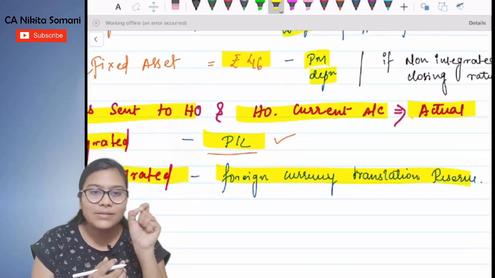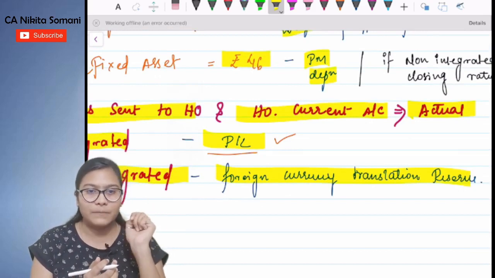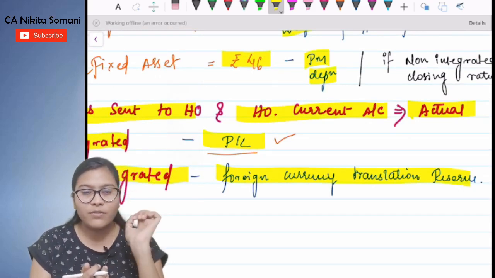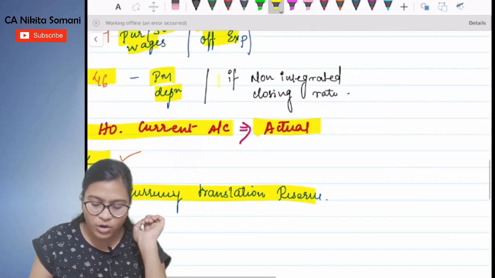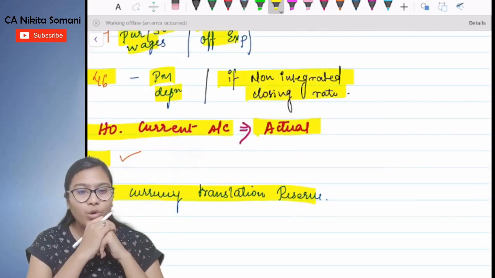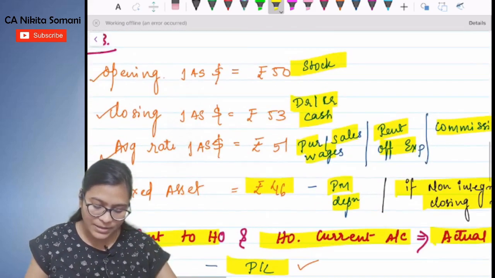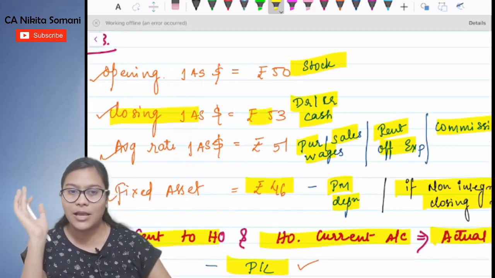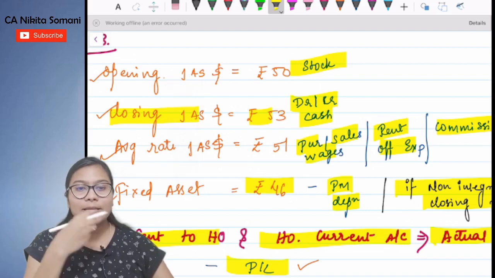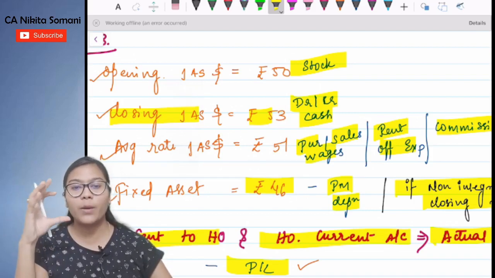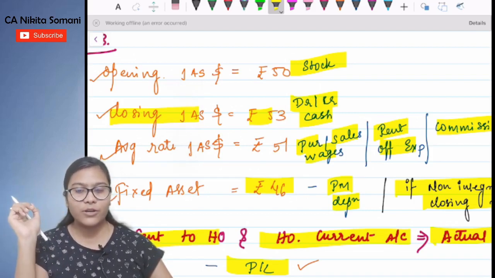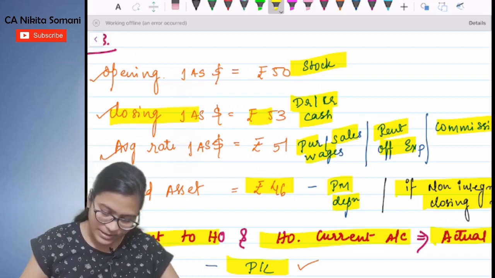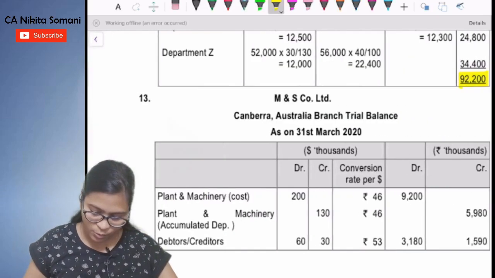Okay. Since it is integrated, we are applying the rate of the fixed asset which is given, that is 46. If it was non-integrated, then we would apply the closing rate, that is 53, as we are applying to debtors, creditors, cash balance. But since it is an integrated foreign operation, we are applying the fixed asset rate of 46. Okay, let's see this in the answer quickly.